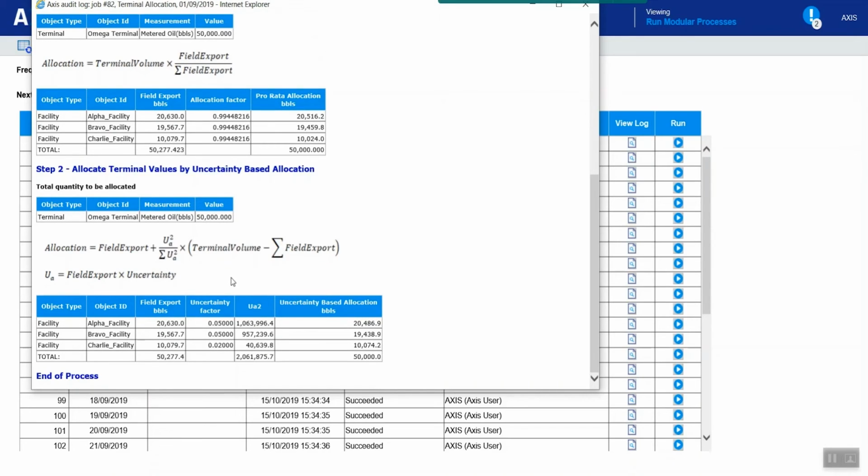This time, we calculate the difference between the terminal volume and the sum of the field volumes and weigh it according to the field's uncertainty using this formula. So a field with a low uncertainty is allocated less of the difference, and a field with high uncertainty is allocated more. That means more of the variation is given to the fields with the greatest uncertainty. This is a better result overall, and it also encourages more accurate metering.